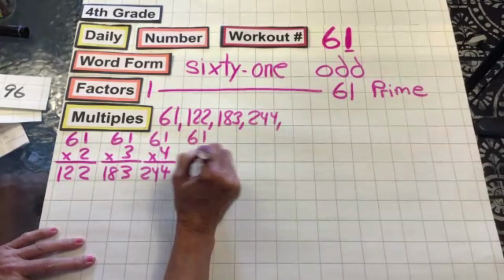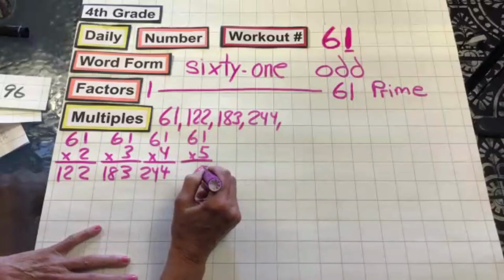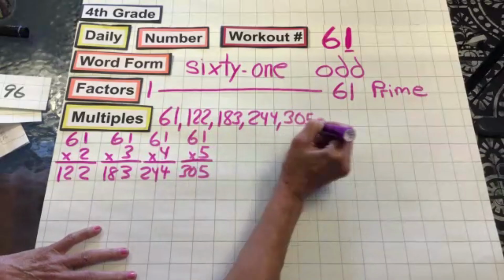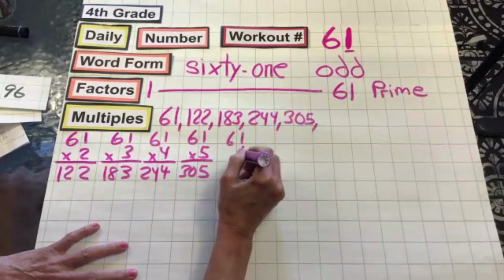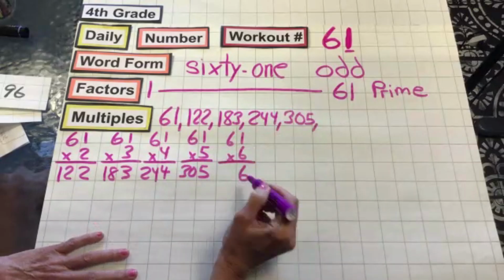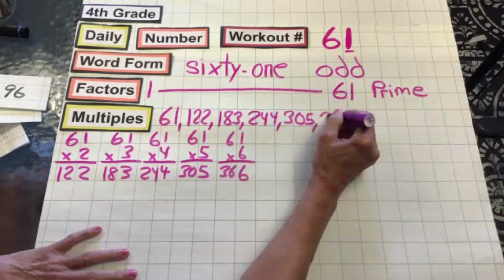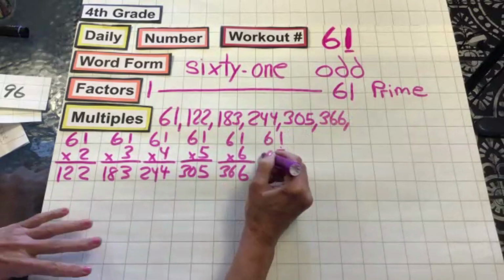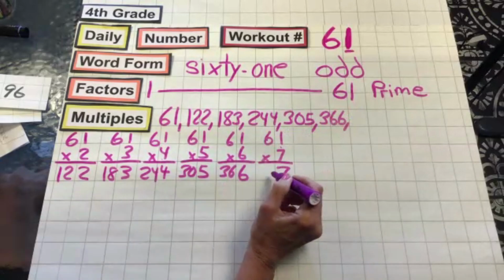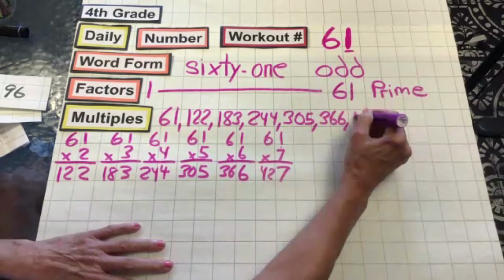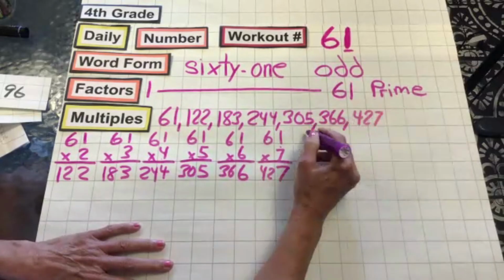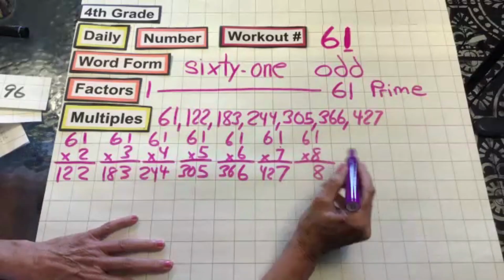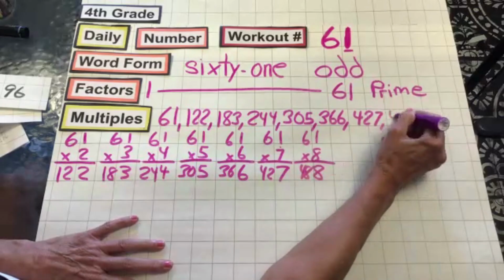5 times 61. 5 times 1 is 5. 5 times 6 is 30. 305. 61 times 6. 6 times 1 is 6. 6 times 6 is 36. 366. 7 times 61. 7 times 1 is 7. 7 times 6 is 42. 427. 8 times 61. 8 times 1 is 8. 8 times 6 is 48. 488.